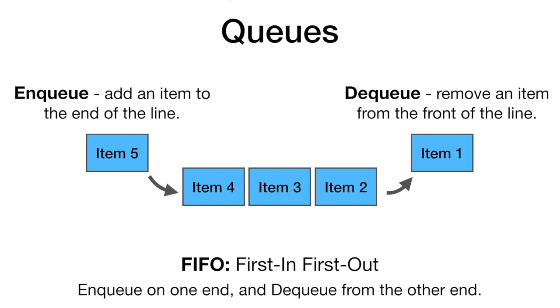Now let's take a look at queues. A queue is a FIFO, or first in, first out data structure. This is really intuitive because we see queues in every walk of life. Almost in everything you do on a daily basis, you encounter queues. Queues have two key functions. You enqueue an item by adding it to the end of the line. You dequeue an item means removing it from the front of the line.